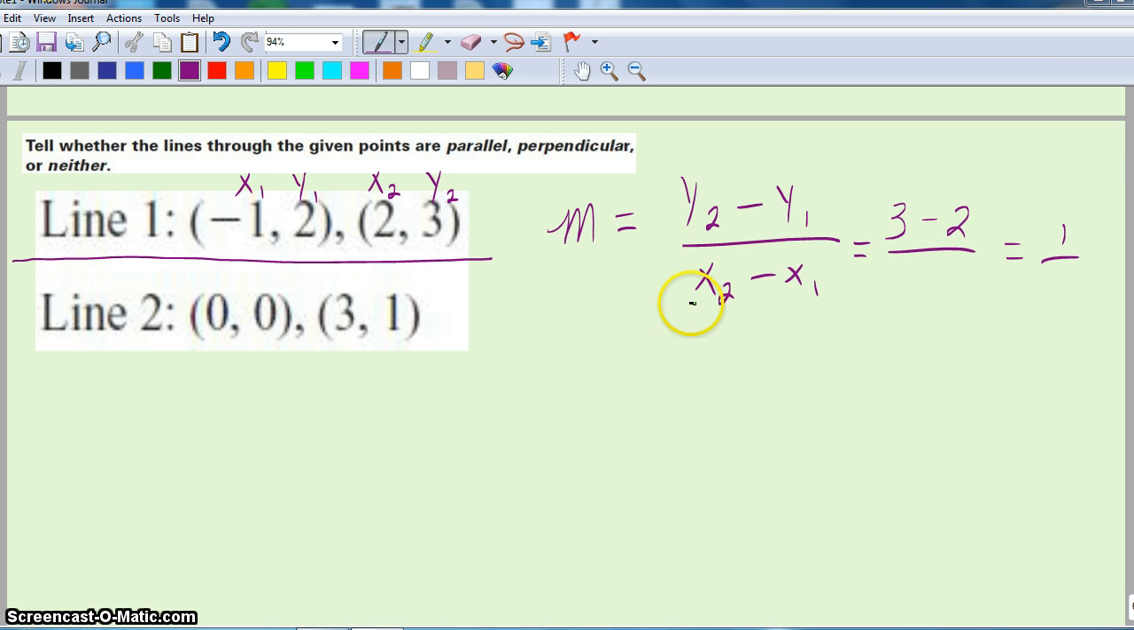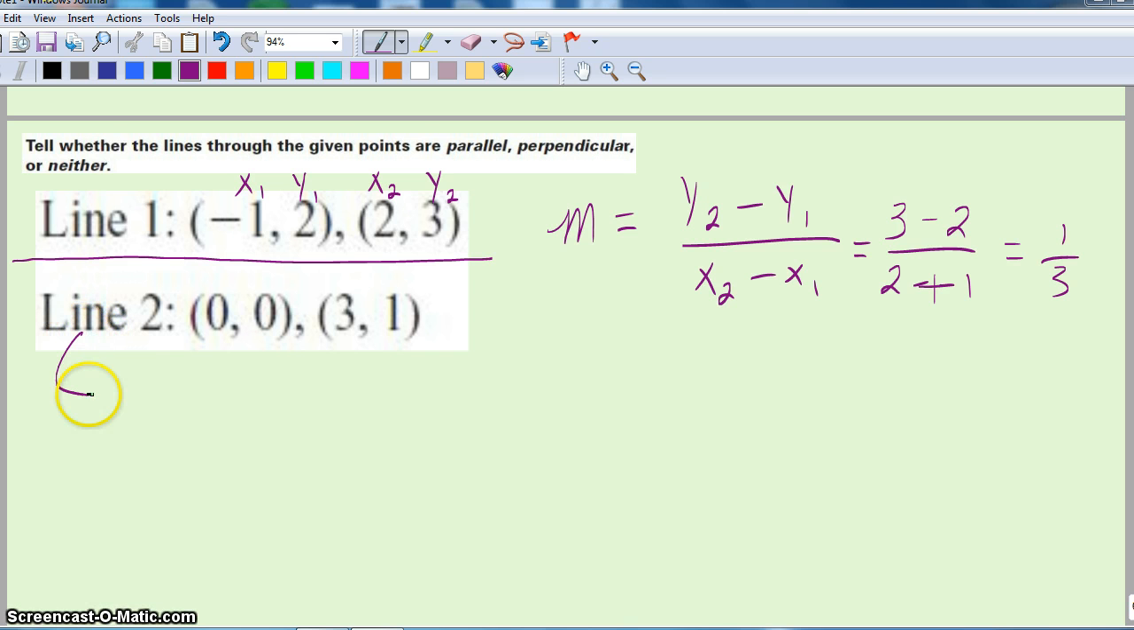Now the bottom part. x2 is the 2 right here. Minus sign because the formula says minus. x1 is a negative 1. Uh-oh, 2 minuses make a plus. 2 plus 1 is 3. So this is my first slope, 1/3.